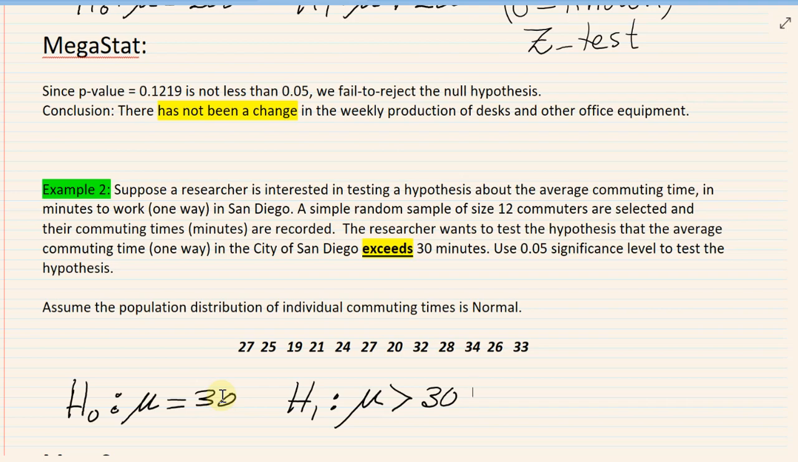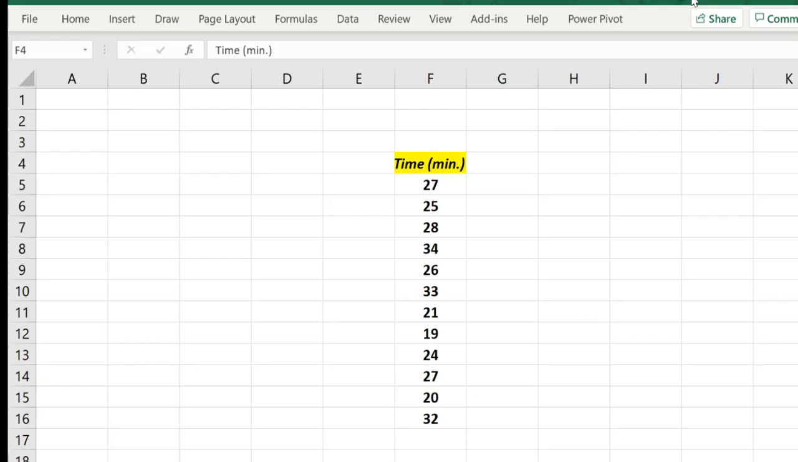Okay, now notice this time we actually have our data. So let's go to Megastat. Okay, so I'm in Megastat now. And I have the time, all the time. These are times, the 12 commuting times one way in minutes. Notice I don't have summary, I have raw data.